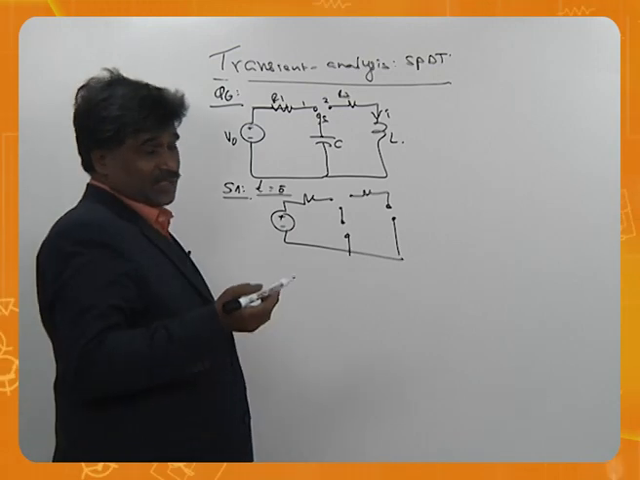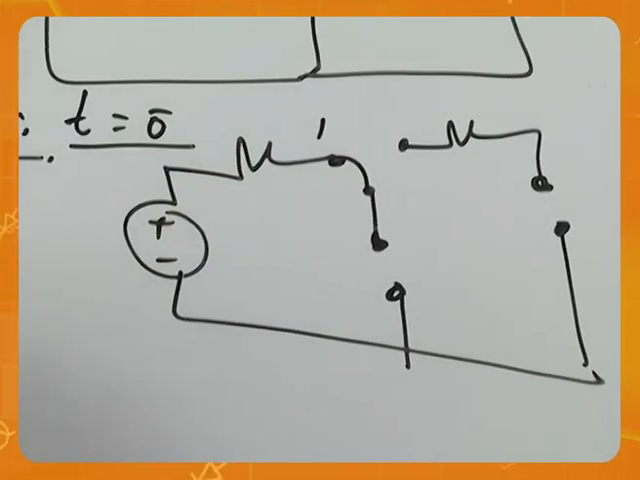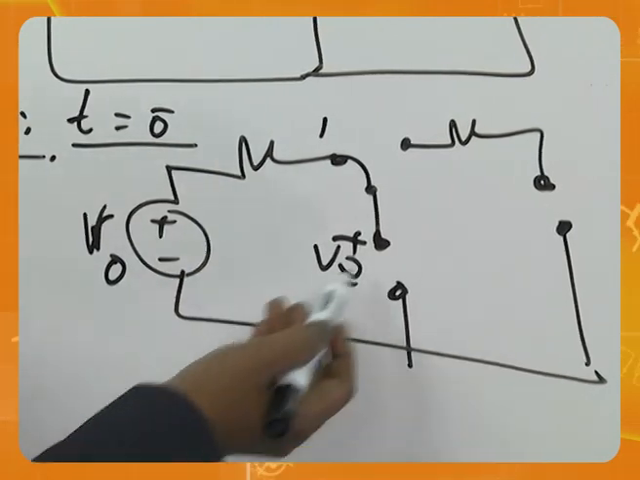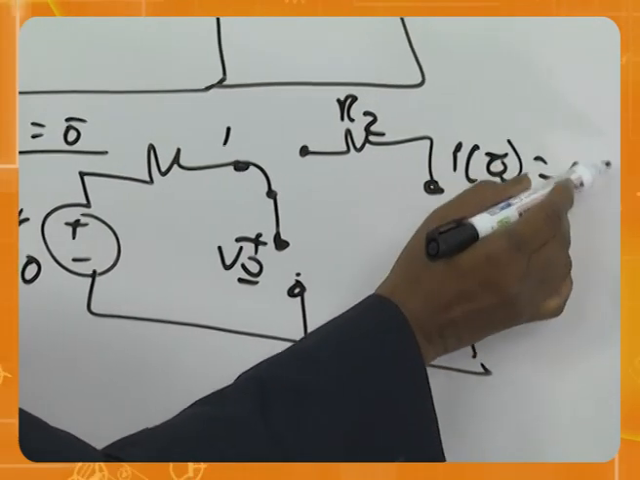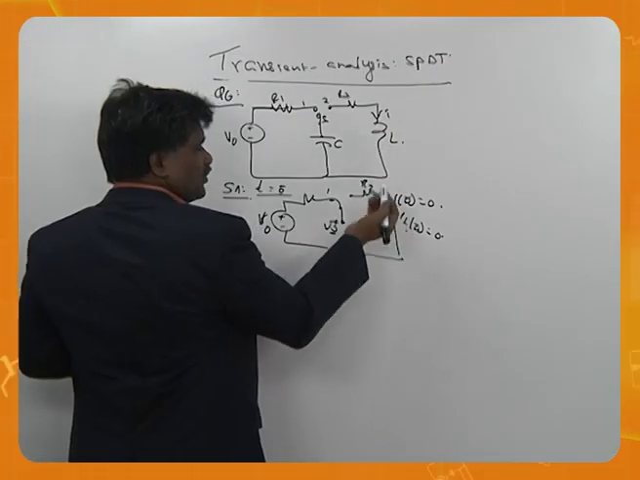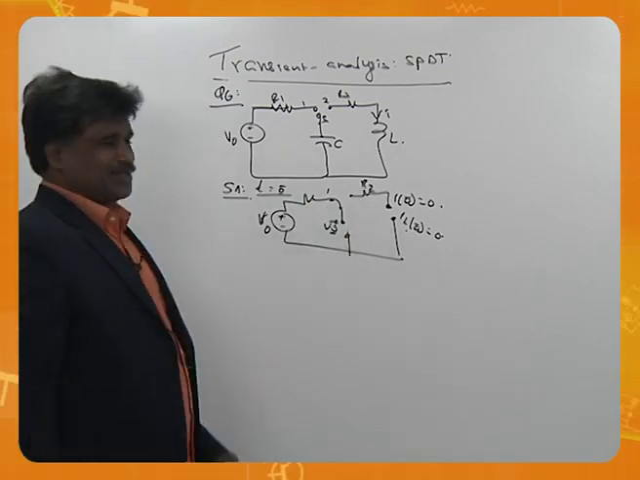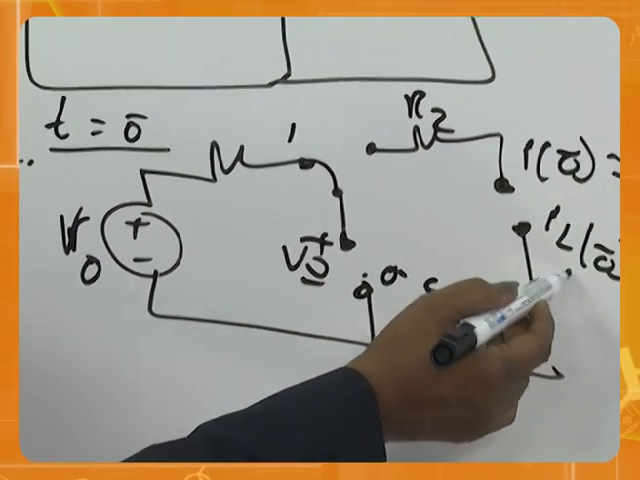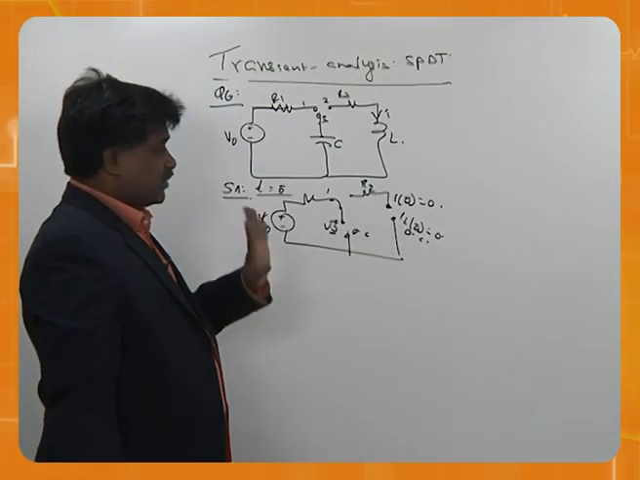Now I will read the question once again. The switch is at 1 for a long time. This is 1. Whatever the V naught is here, the capacitor could develop the total voltage. This is R2. I of 0 minus is 0 because the inductor could not develop any current. No current means open circuit. Maximum voltage also means open circuit.